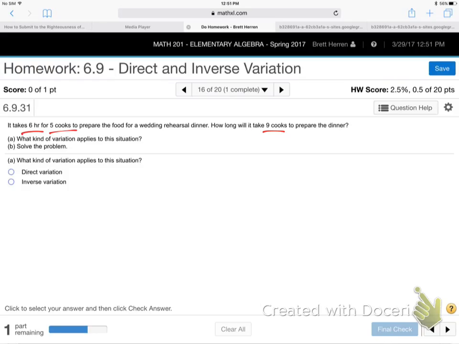Just ask yourself, how many hours do the people need to work on the dinner? And how many cooks are working? If you're saying we've got more cooks on the job now, is that going to make the total time longer or shorter? If more people work on the job, it takes less time. More people working on the job, any kind of job, more employees, less total time to get the job done. These are inversely related. More people on the job, less total time to complete the job. Fewer people on the job, the job's going to take longer to complete.